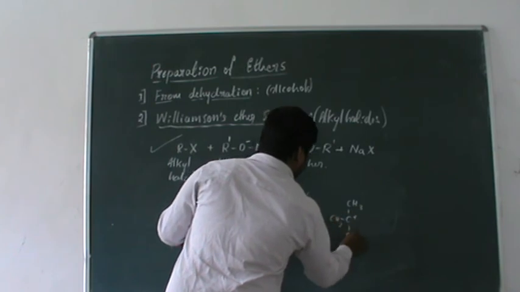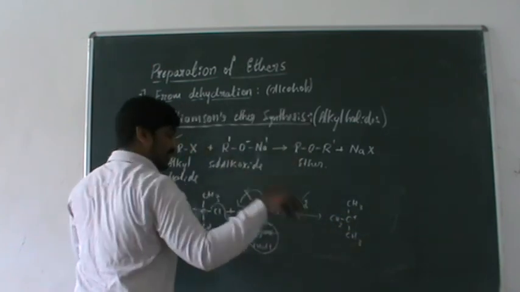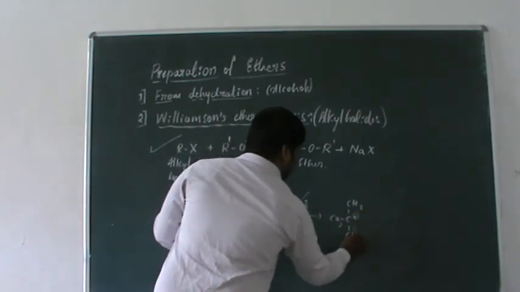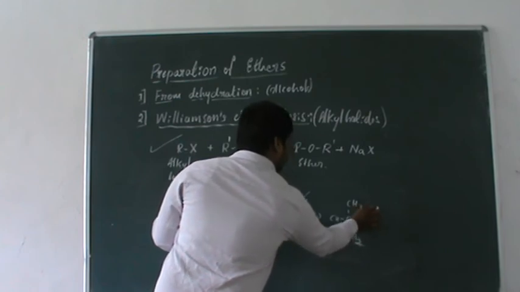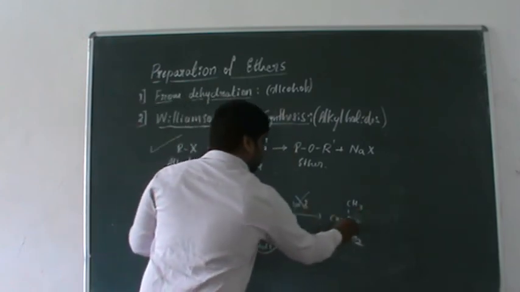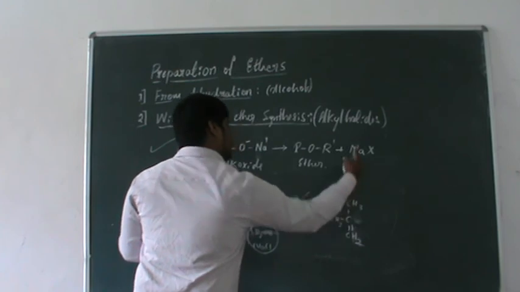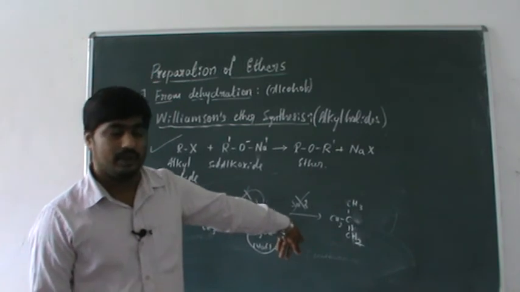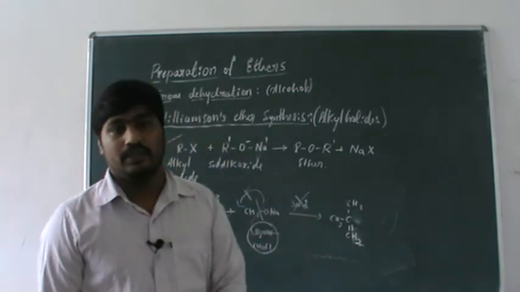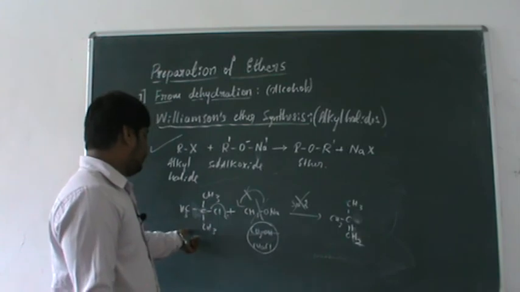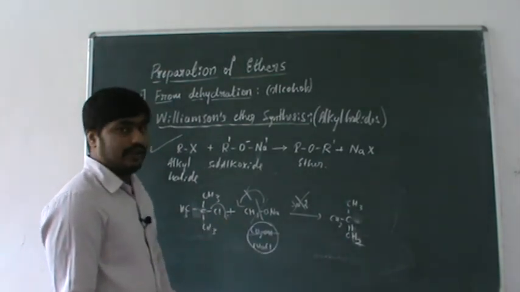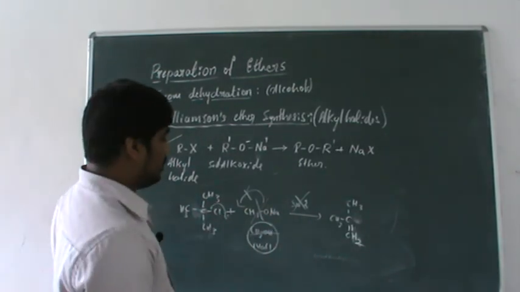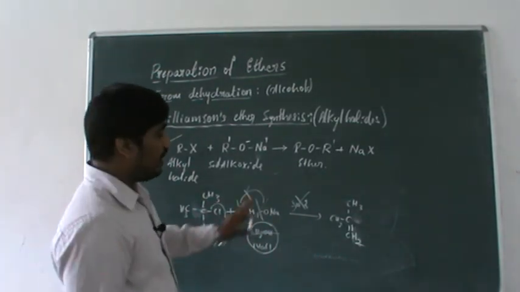CH3. This carbocation gains electrons from any one carbon, and it becomes CH2 with a double bond between any one of the carbons. You can consider any one. Okay, and alkene is produced. Please remember these things for your competitive exam. If we take tertiary alkyl halide and the primary sodium alkoxide, then the reaction produces alkene.